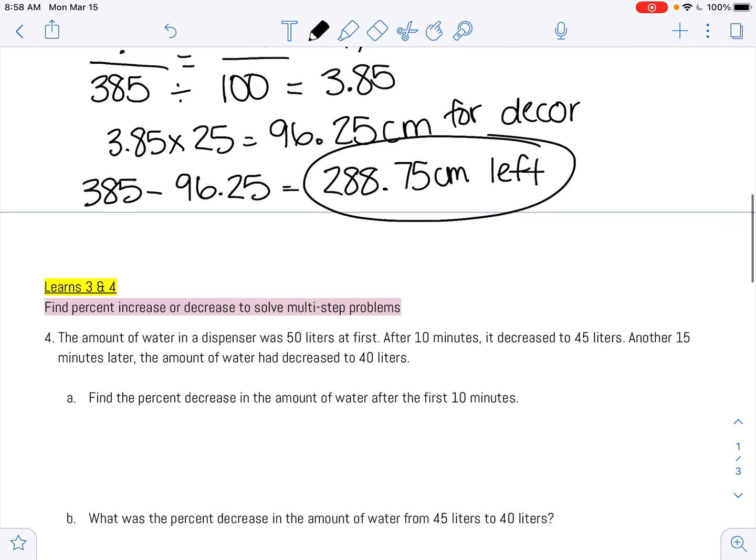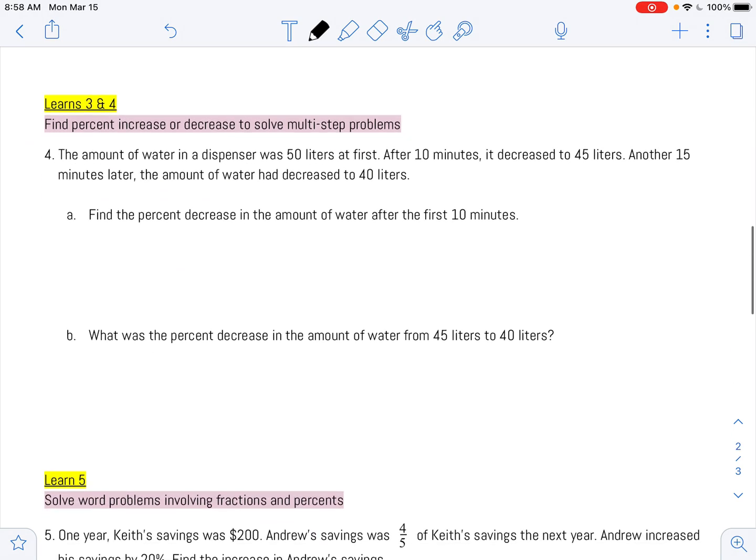As we look at Learns 3 and 4, we're looking at multi-step problems that involve percent increase and percent decrease. So problem number 4, the amount of water in a dispenser was 50 liters at first. After 10 minutes, it decreased to 45. Another 15 minutes later, it had decreased to 40. So in part A, finding the percent decrease in the amount of water after the first 10 minutes.